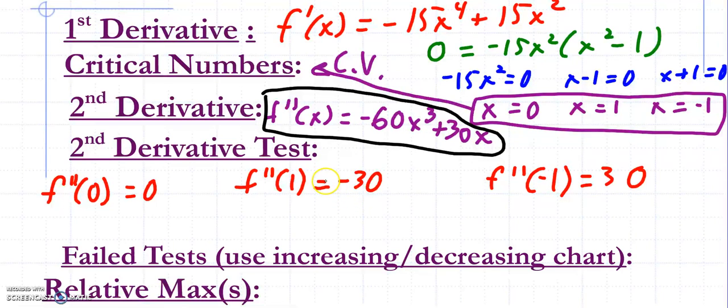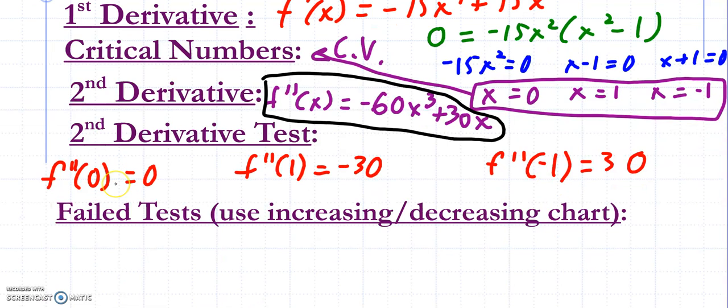So what this tells me right here, now I've got to answer this in derivative speak, but I know that at the value x equals 1, the function is concave down, so therefore I have a relative maximum. At the value of x equals negative 1, the function is concave up, so therefore I have a relative minimum. Okay, so since this one failed though, I do need to try and do an increasing decreasing chart to see if it is actually a relative min or max or not.